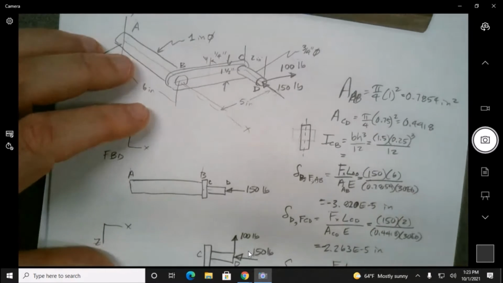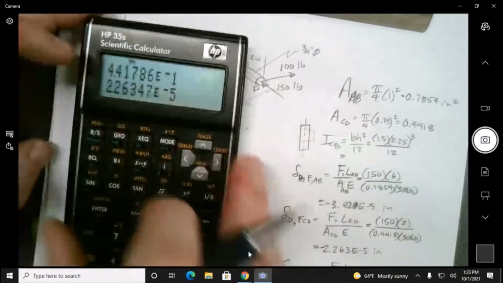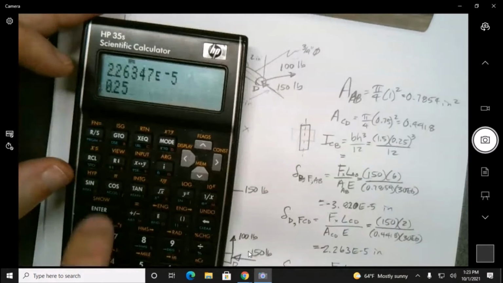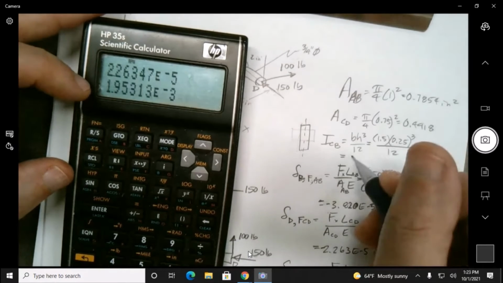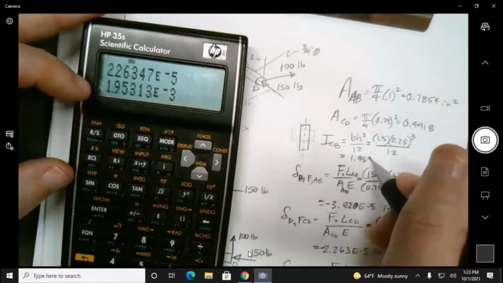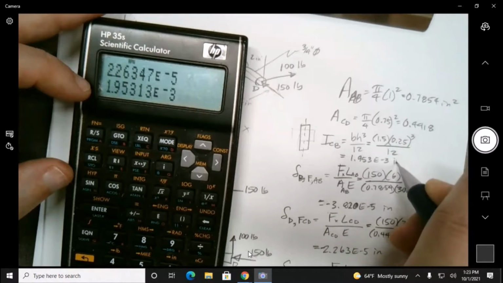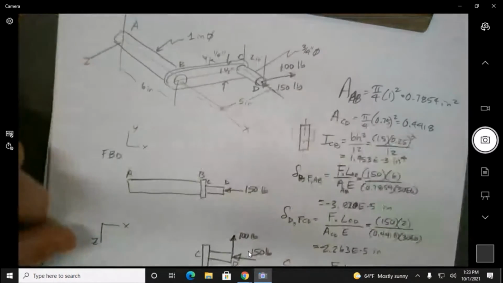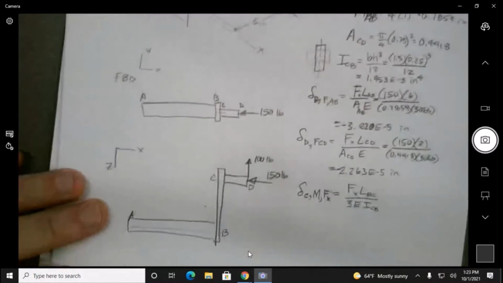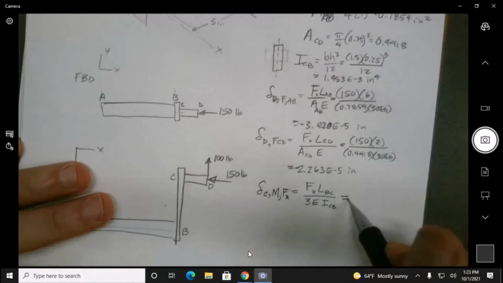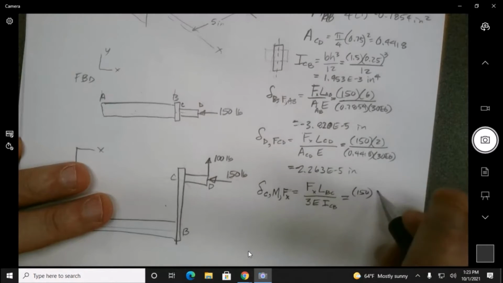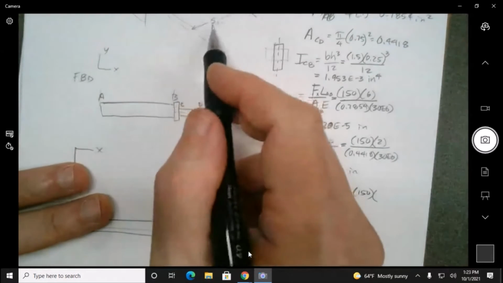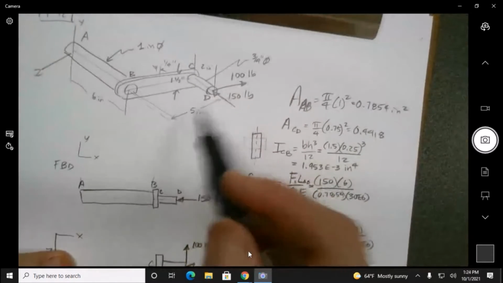I didn't leave a lot of room for myself. So you've got 0.25 cubed and 1.5 times it, and then divided by 12. So that's going to be 1.953 E minus 3 inches to the fourth. And so we're going to have 150. And the L of the thing is 5 inches up here, 5 inches long.